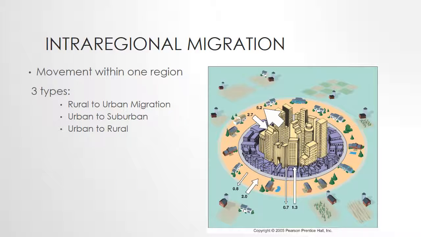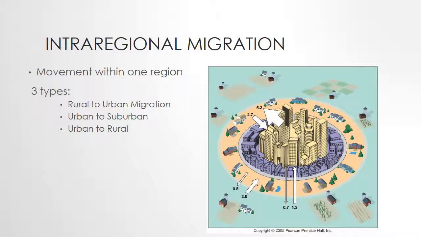Intra-regional migration is the movement within one region. There are three types. The first type is rural to urban migration. It's like moving from the country to the city, and somebody might do that for jobs and to work maybe in a certain industry.